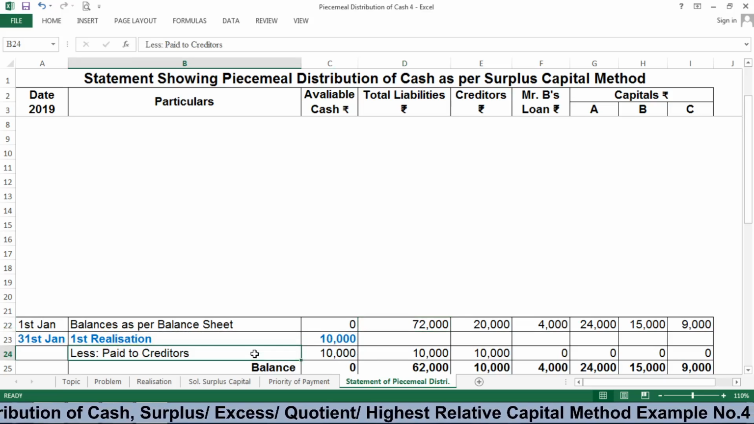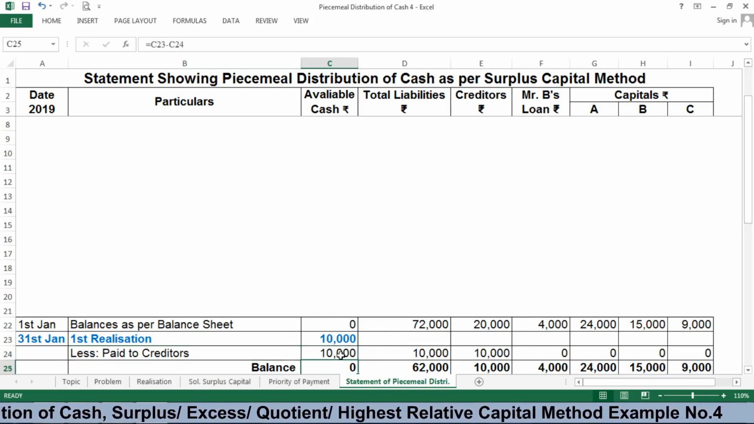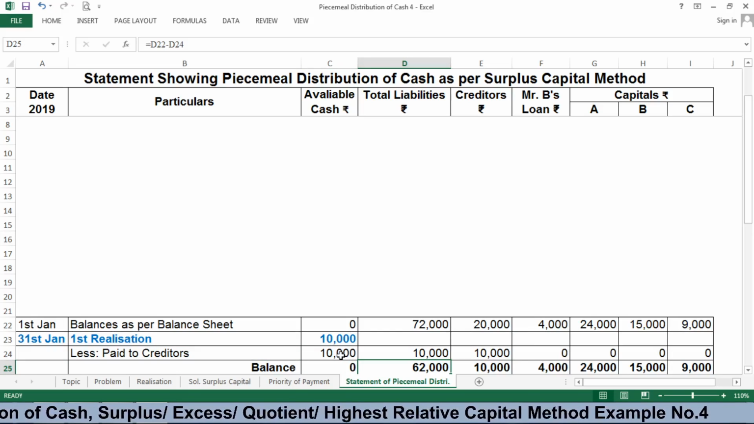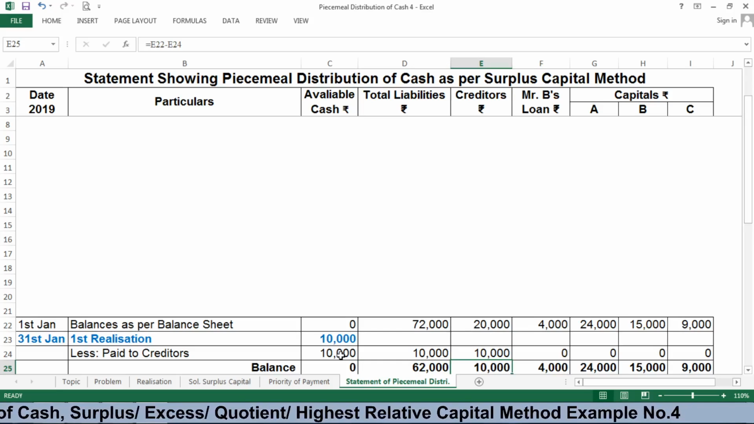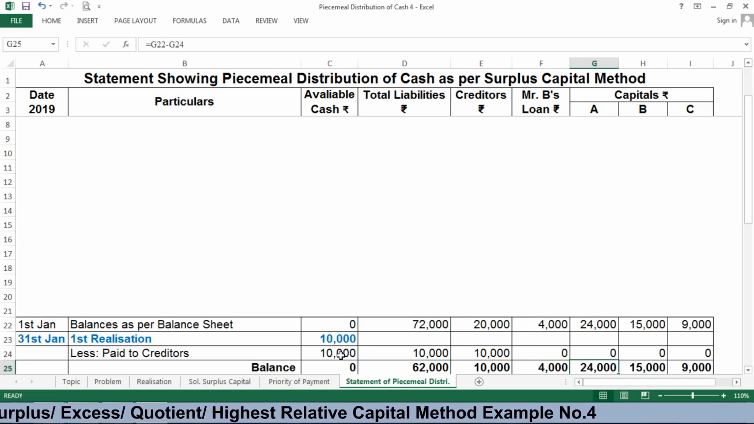Let's concentrate over here. Our cash balance will be 0 and total liability is now 62,000, as we have already paid 10,000, and our creditors was 20,000, we paid just only 10,000. So still we have to pay rupees 10,000 to creditors. Our other liabilities are as it is. Mr. B's loan is 4,000, still we have to pay, and capital is the same.